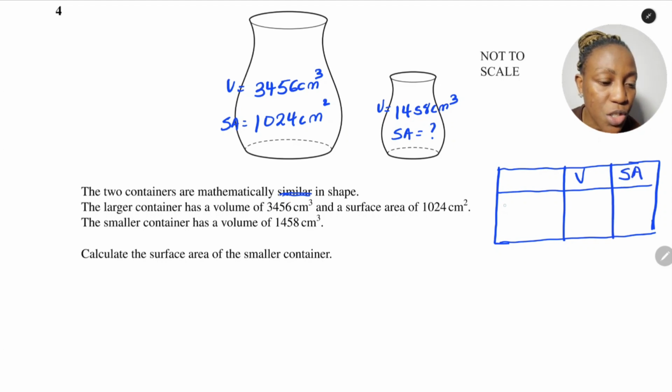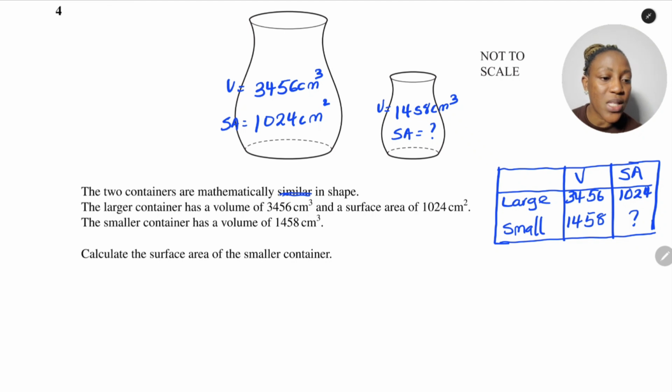These are the details for the large one and for the small one. The volume of the large one is 3,456, while its surface area is 1,024. Whereas for the small one, the volume is 1,458 and the surface area is what I'm looking for.